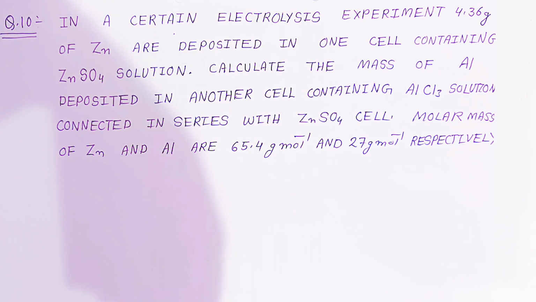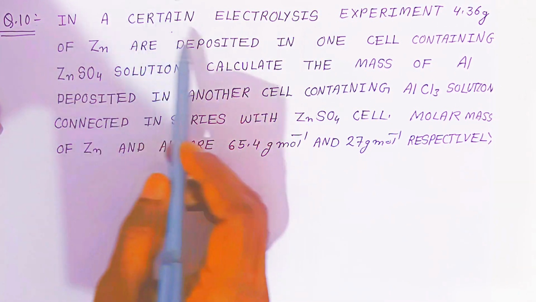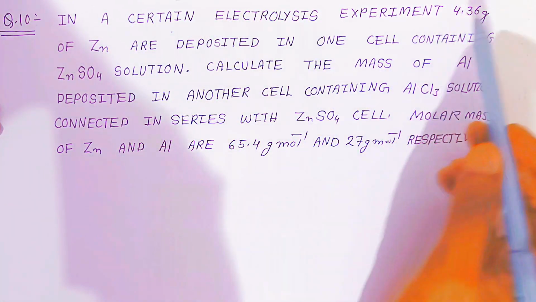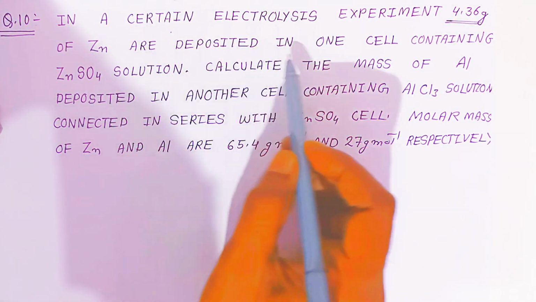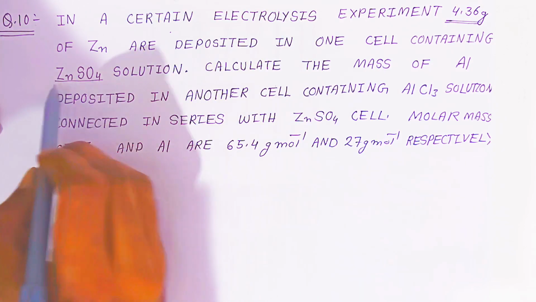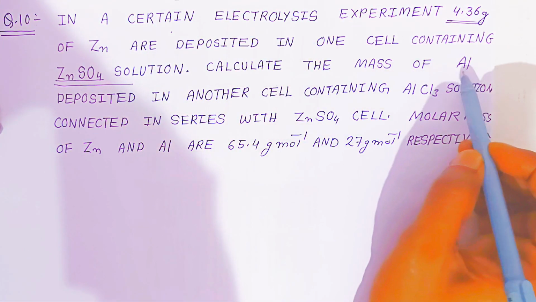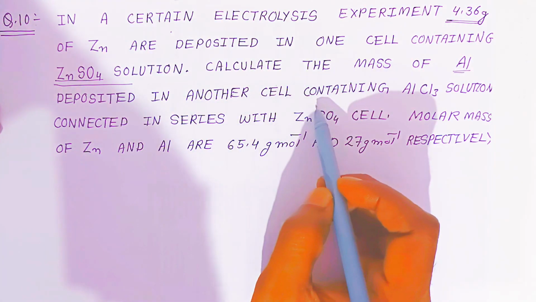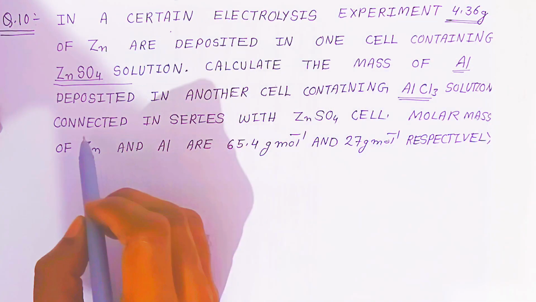In this video students, we are going to solve question 10. In question 10 students, it is given that in a certain electrolysis experiment, 4.36 gram of zinc are reduced in one cell containing zinc sulfate solution. Calculate the mass of aluminium deposited in another cell containing aluminum trichloride solution, and it is connected in series.